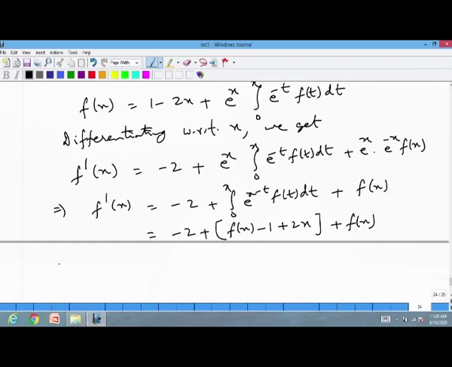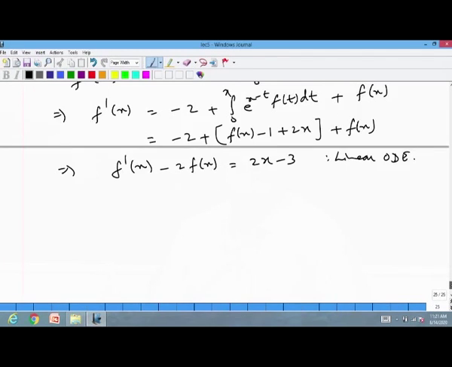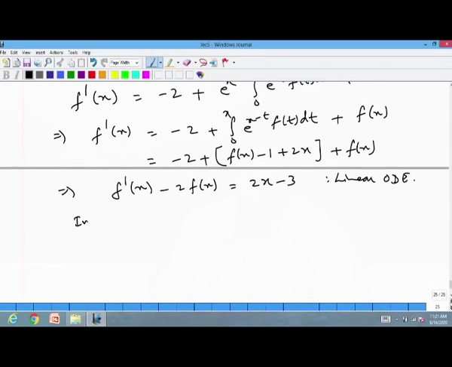So, this gives f prime x minus 2 f x is equal to 2 x minus 3. Now, this is a linear ODE. So, what is the integrating factor here? Integrating factor is e to the power integral of minus 2 dx, which is e to the minus 2x.